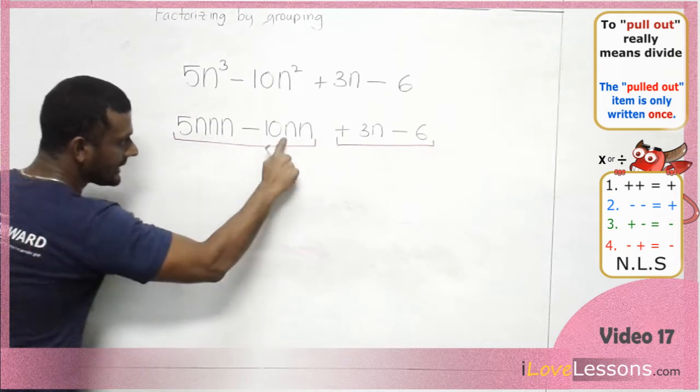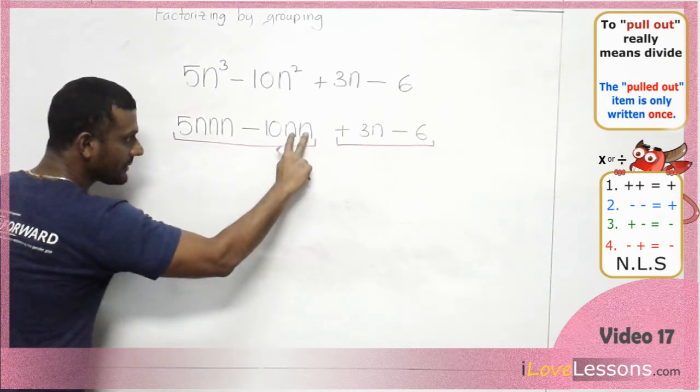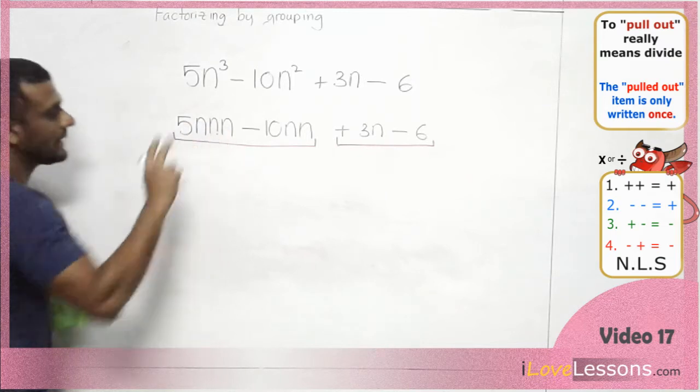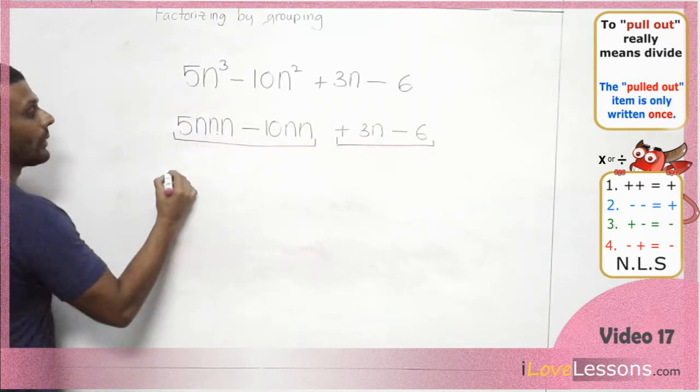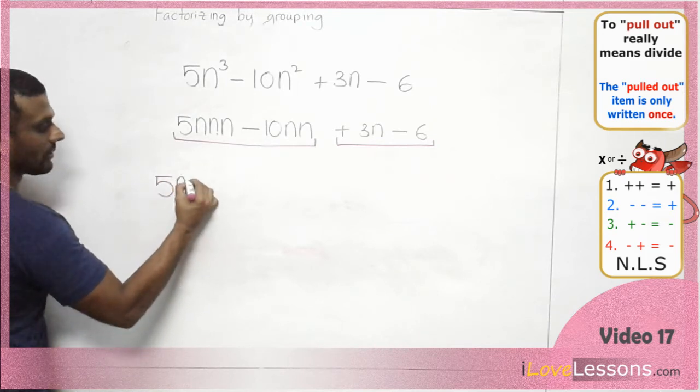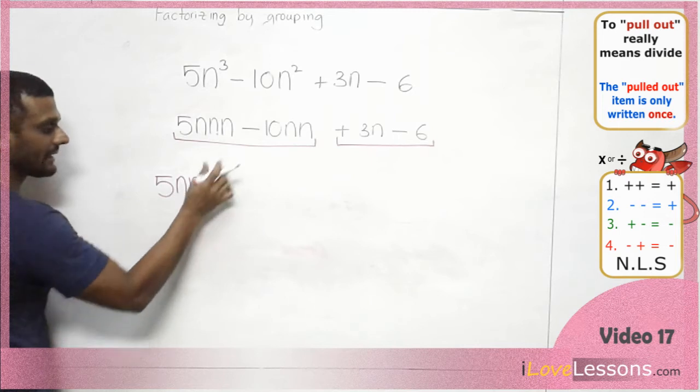He has 3n and he has 2n. So he has 2n to spare. We can pull out 2n here, and he has more than 2n. So we can pull out 2n from here. So we are going to pull out 5 and an n. Now 2n, so we're pulling out 5 and n.